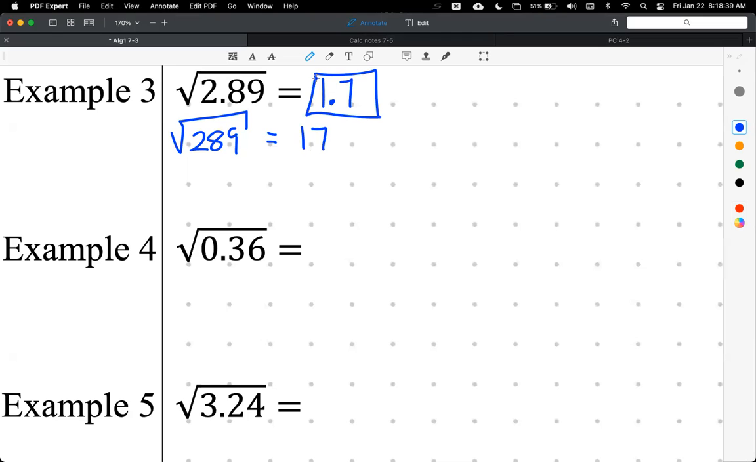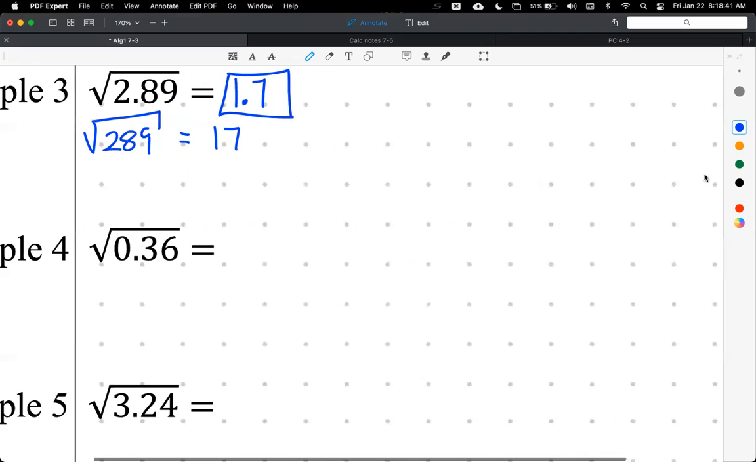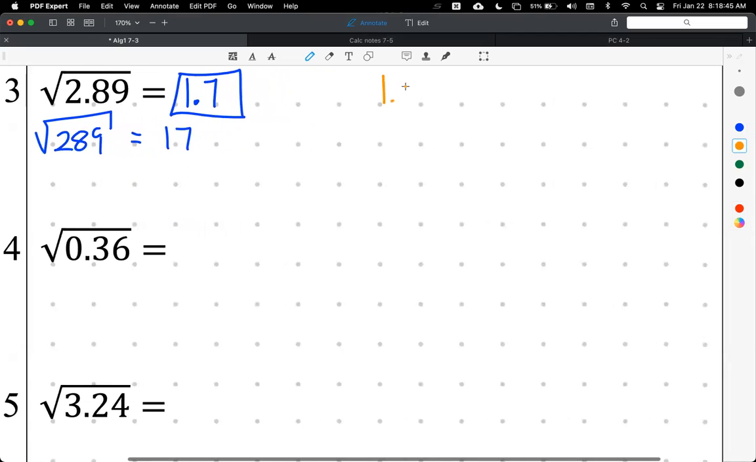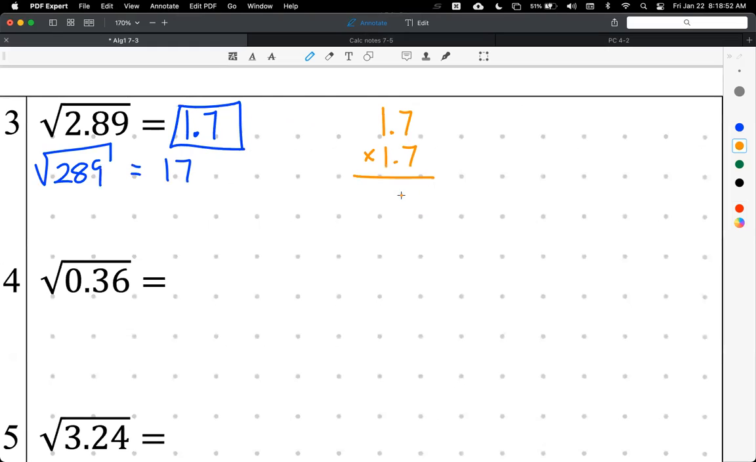But why does that work, Mr. Sindel? Well, if you go over here and you actually did the problem in reverse, if you did what's 1.7 times 1.7, then you go through your multiplication. 7 times 7 is 49, carry the 4. 7 times 1 is 7, add the 4, you get 11. Okay, and then you have a 0 here as a placeholder. 1 times 7 is 7. 1 times 1 is 1. And then I have to add these numbers.